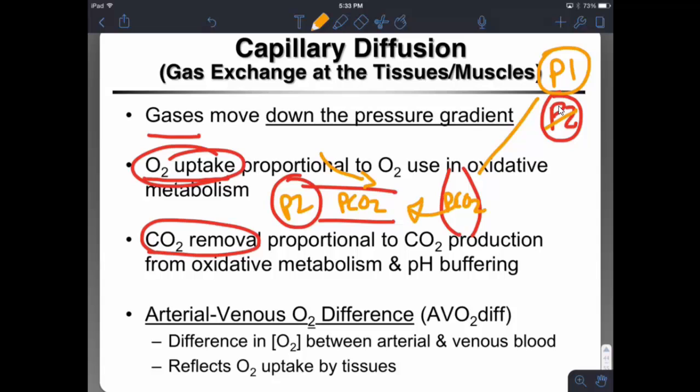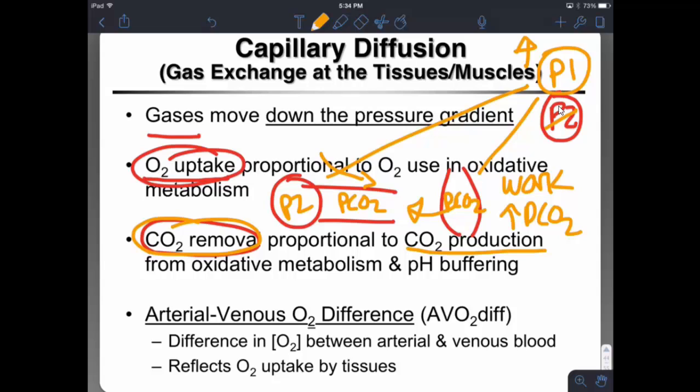Okay? And when the muscle is working, it's producing more CO2, so when the muscle is working, we have a higher PCO2, which means we have a higher P1, which means P1 minus P2 is higher, okay, which means we have a bigger pressure gradient, which means more CO2 removal. So removal is going to be proportional to production, because production affects P1. Okay, so similar to what we see with the oxygen, same concept.